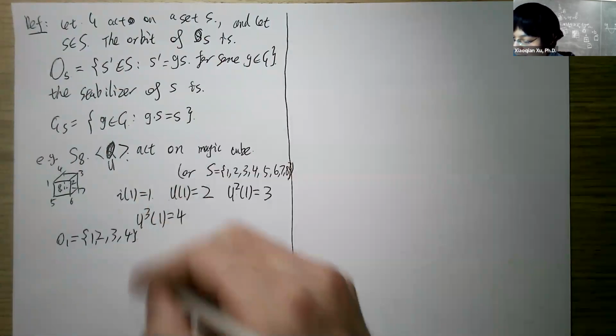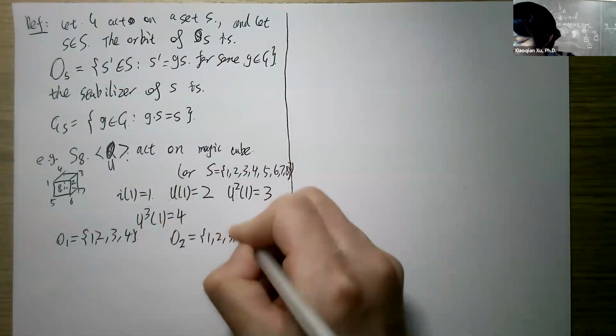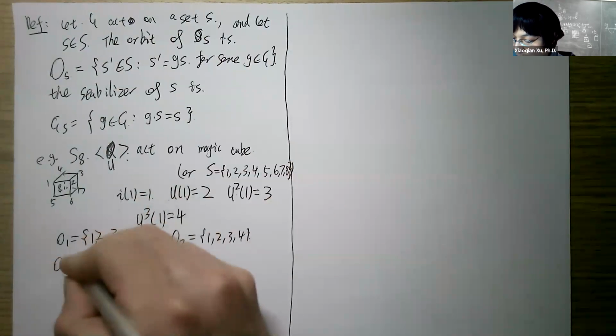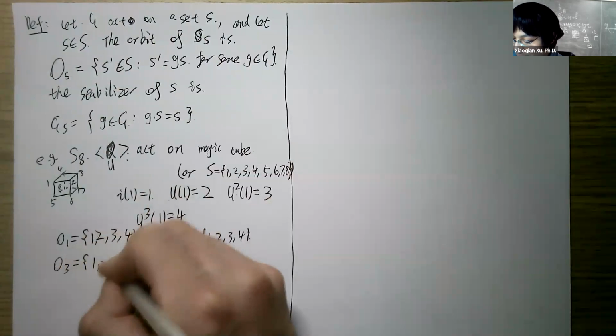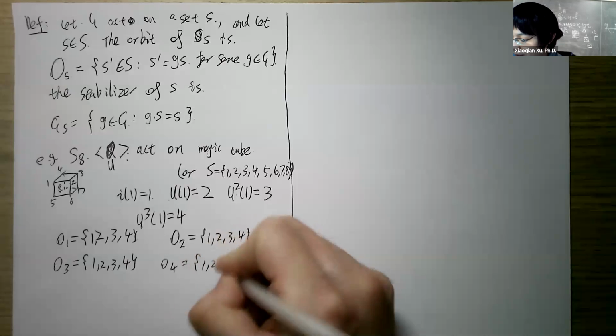Similarly, the orbit of point 2 is also 1, 2, 3, 4. The orbit of point 3 is 1, 2, 3, 4. And the orbit of point 4 is 1, 2, 3, 4.